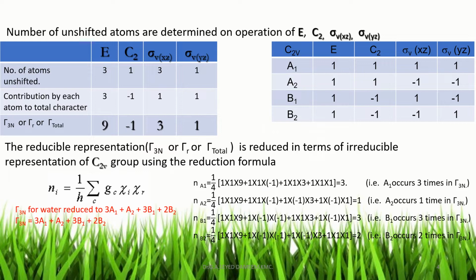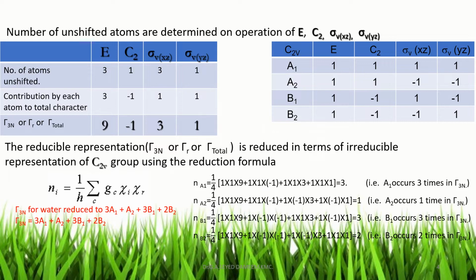So 1 by h, sigma g, chi i and chi r. Here h is the order of the group, that is, the total number of symmetry elements. In this case, there are 4 elements: E, C2, sigma v xz, sigma v yz. So the order of this group is 4, 1 plus 1 plus 1 plus 1, that is equal to 4.